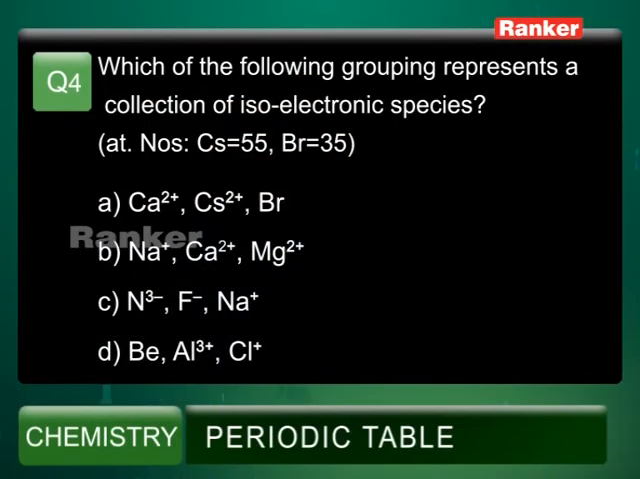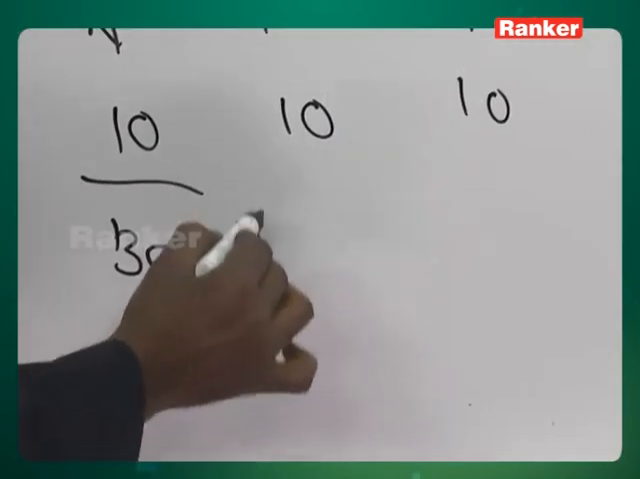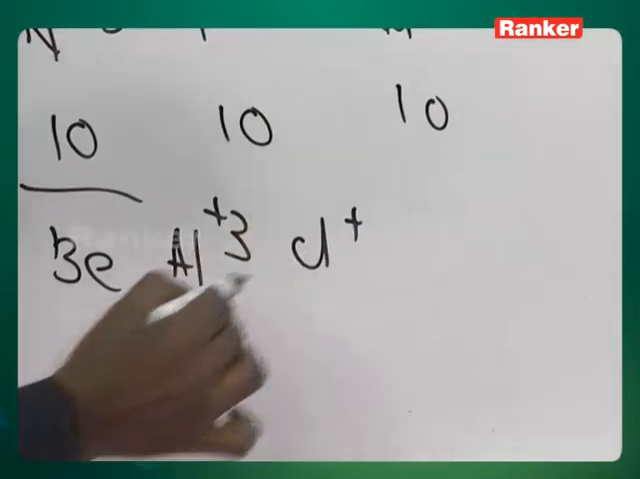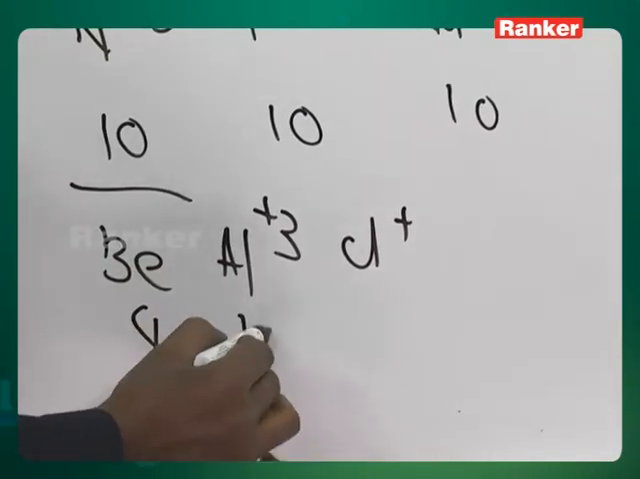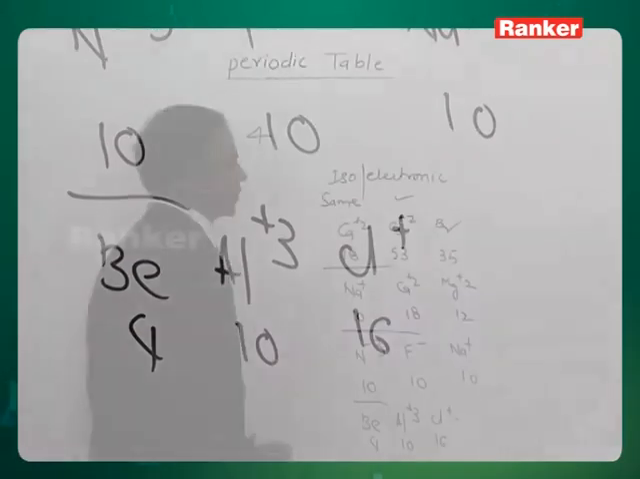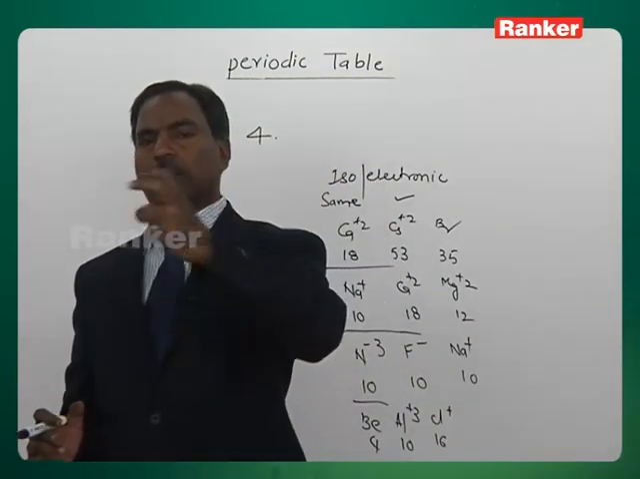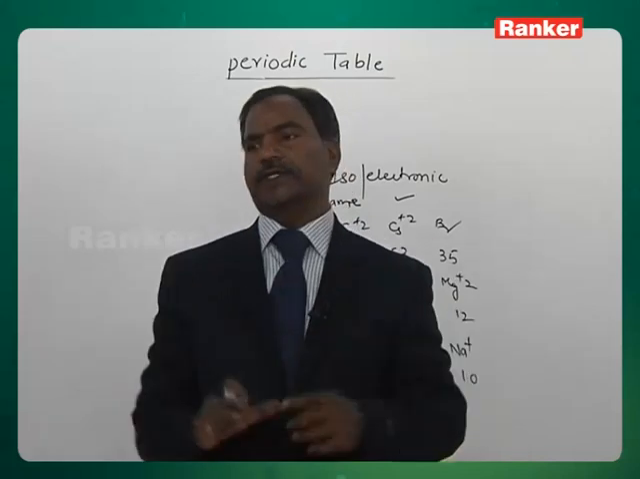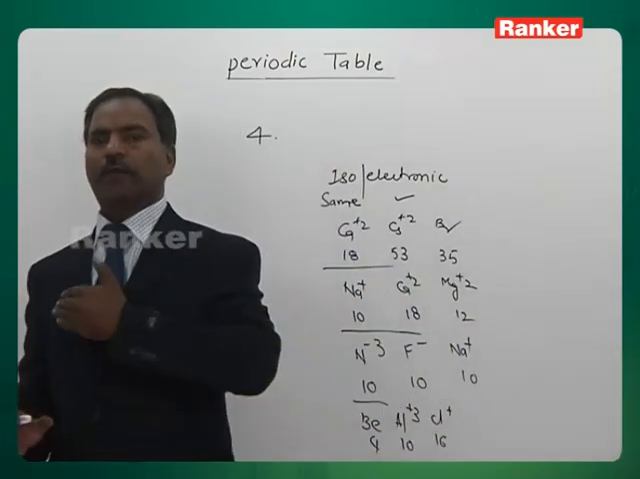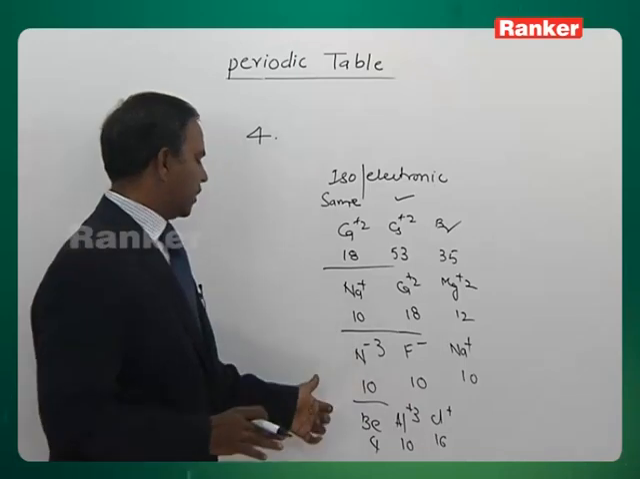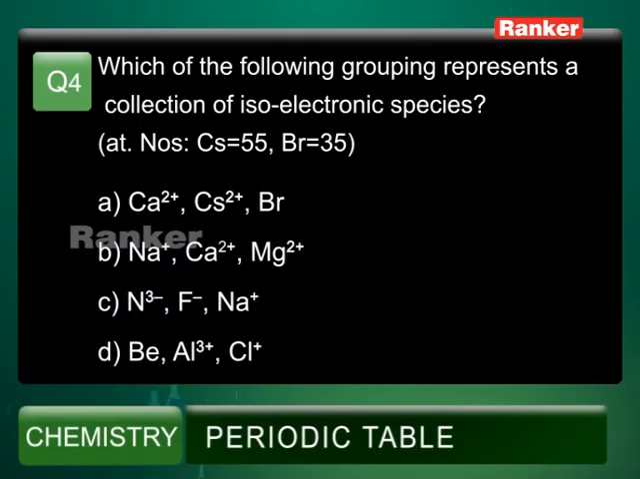Coming to option D, let us also check. Then it is given as what? Beryllium, aluminum plus 3 and Cl plus. Beryllium you see 4 electrons, 10 electrons, 16 electrons. Isoelectronic species means iso means same, the number of electrons should be the same, their configurations are the same. We have to see which is carrying the same number of electrons. Then here option number 3, question number 4, answer is C.